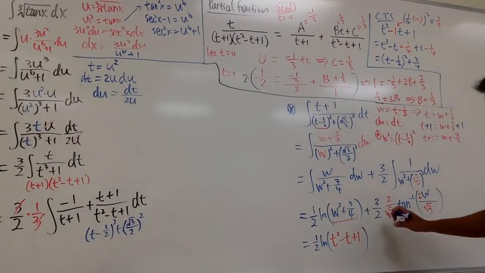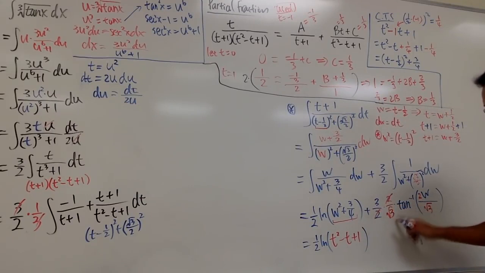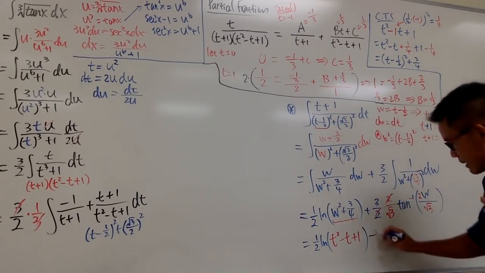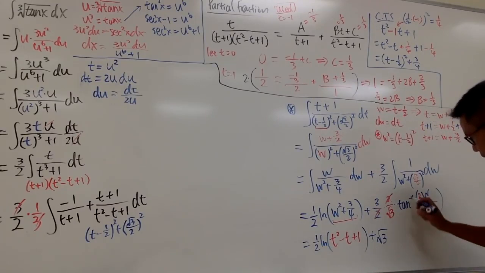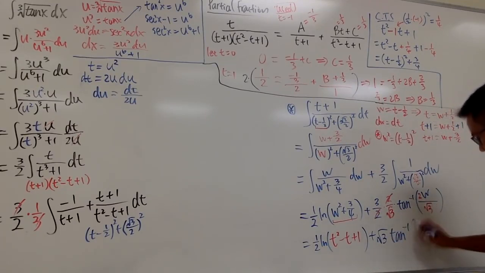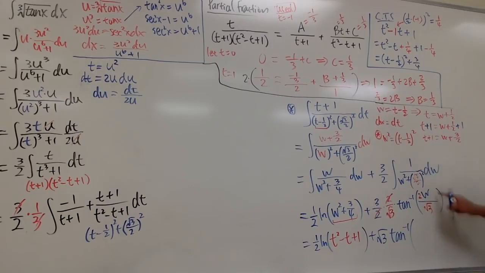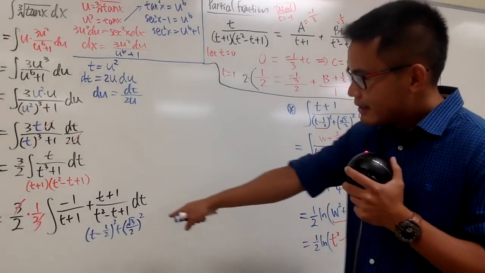And then, check this out. 2 and 2 cancel. 3 over square root of 3 is just square root of 3. So this is plus square root of 3, and then we will have inverse tangent. And then we have the 2 over square root of 3, and w is t minus 1/2. So let me write it down this way: 2 over square root of 3, and the w is t minus 1/2, right? Of course, you can distribute whatsoever, but maybe we can do that later. And of course, let's not put down plus c because this is not the whole question. This one right here is.